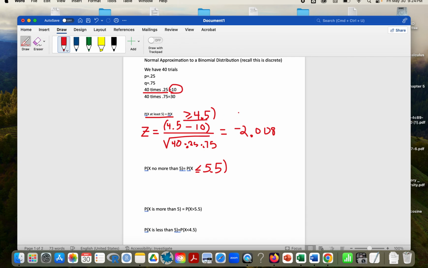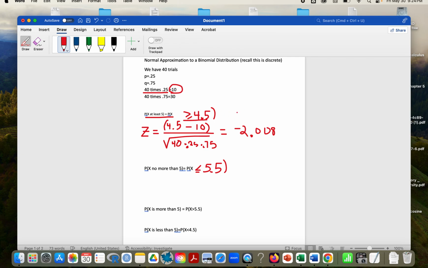So, what we do, just a real quick note here. Sometimes they'll drop off this "or equal to" when you've done the correction for continuity. Just be forewarned, it's okay.